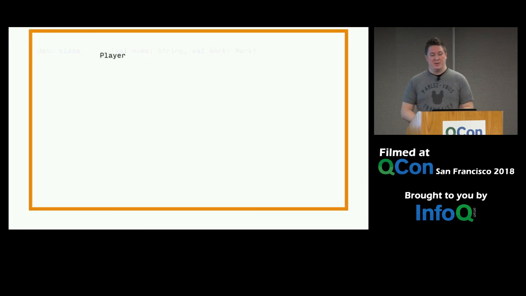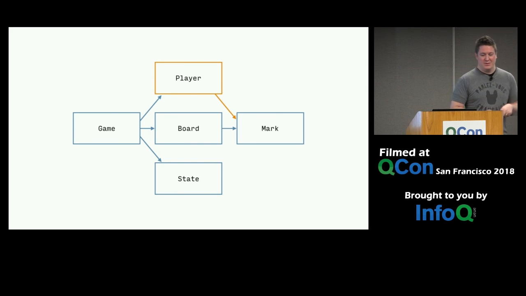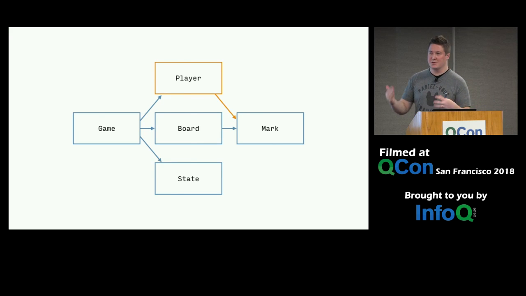But this is a little weird because what we've done is actually created a cyclic dependency between 2 languages. We have our mark class, which is written in Java, which was the X or O enum. We have our player class, which then has to hold on to a mark reference for each player.